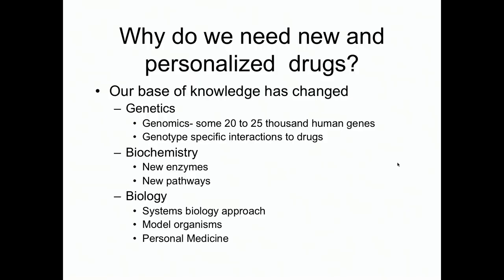So why do we need these new drugs? Well, it's because of the knowledge we gain. We basically have sequenced the entire human genome and the genomes of many other organisms. And so our base of knowledge has changed. We got some 20 to 25,000 genes, and we've determined new biochemical pathways. We discovered all sorts of things by sequencing the entire human genome.